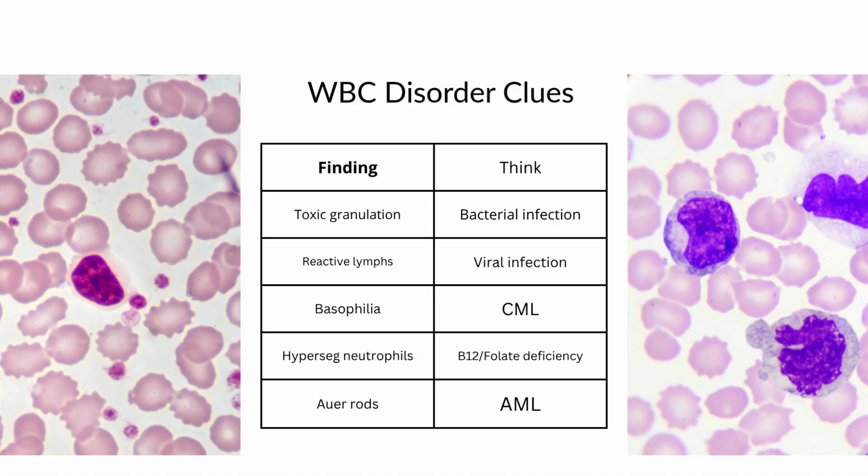Remember, Secret Service men, black truckers, our specialty group. That's our Secret Service, is the lymphoid. And that would be our B cells, T cells, and our natural killer cells, our natural born killers. Secret Service. Auer rod points toward AML.